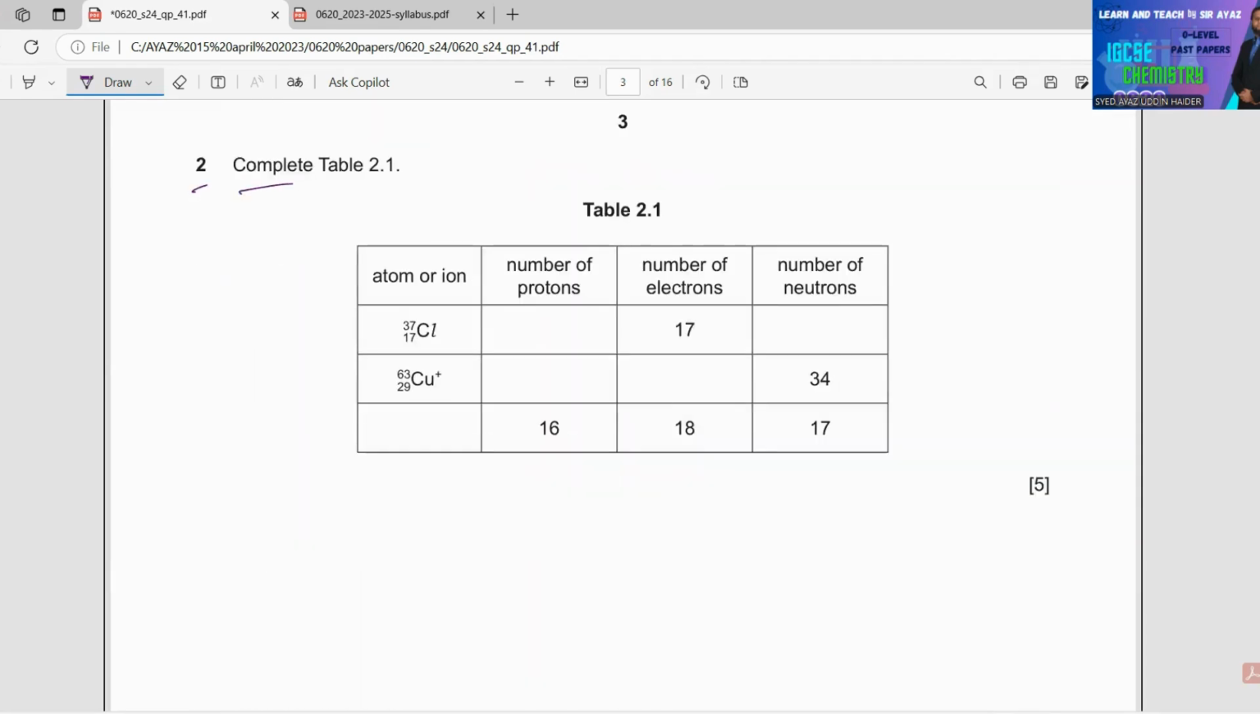Number 2. Complete table 2.1. Here's table 2.1. We have atom or ion here. For Cl 37 and 17, the number of protons must be 17. Small number is the number of protons, 17. And for number of neutrons, you have to subtract proton number from nucleon number. 37 is the nucleon number. So 37 minus 17. You'll get 20.